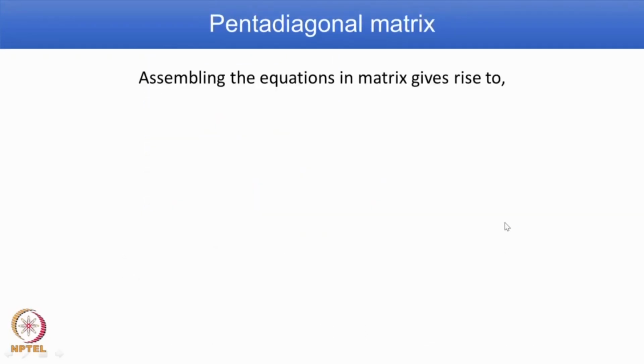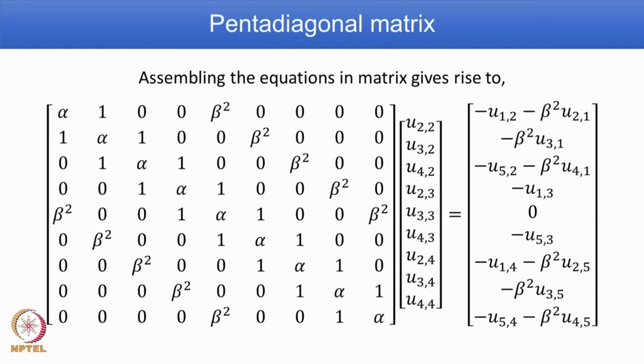Now, if you put all those equations in the form of a matrix, you get a structure as shown here. In this, alpha we have already defined, beta also we have defined. Those alpha and beta definitions are for convenience, so that the discretized equation and the matrix are written elegantly.